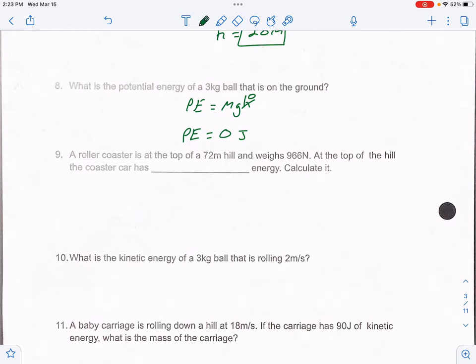Number 9, a roller coaster is at the top of a 72-meter high hill. So I have height, and it weighs 966 newtons. So I just basically gave you mass times gravity right there. At the top of the hill, the coaster has potential energy. Since we're doing mass, gravity, and height, okay, so I'm going to find my PE. I don't know what it is. So PE equals mass times gravity, which is 966, times my height, which is 72. And we get 552 joules.